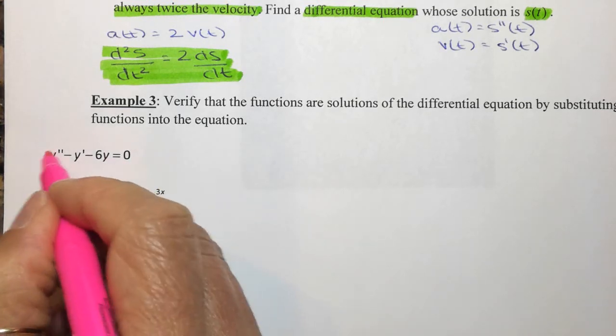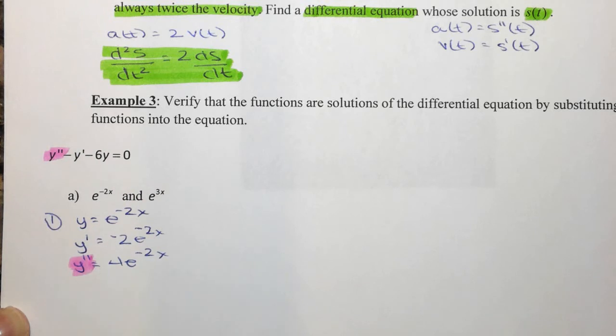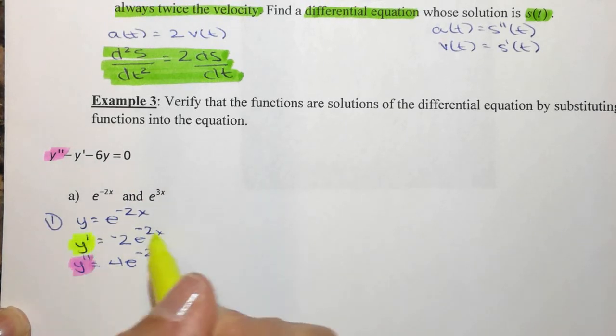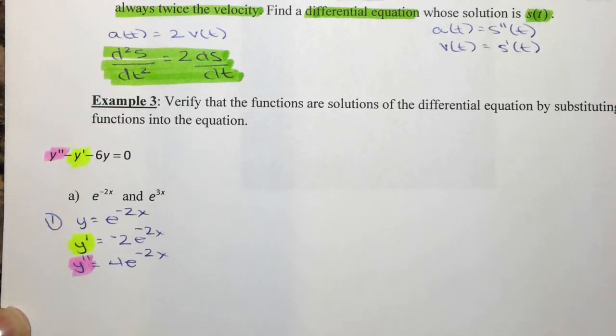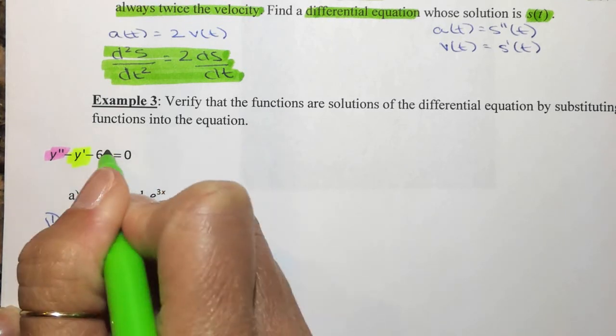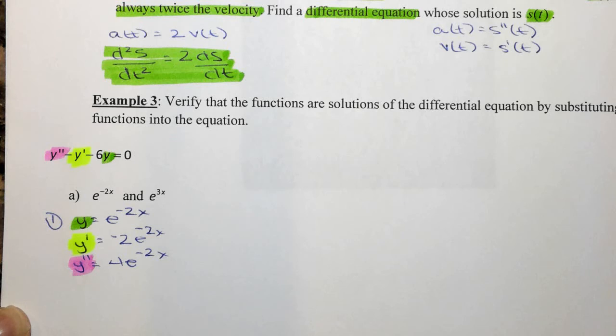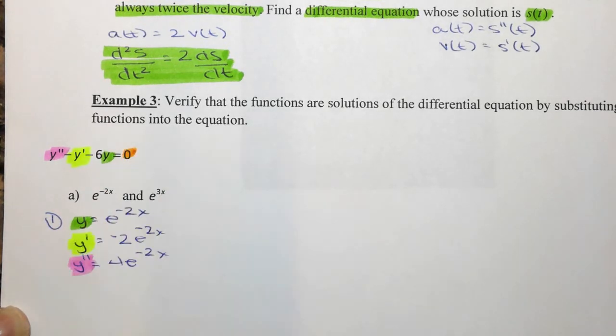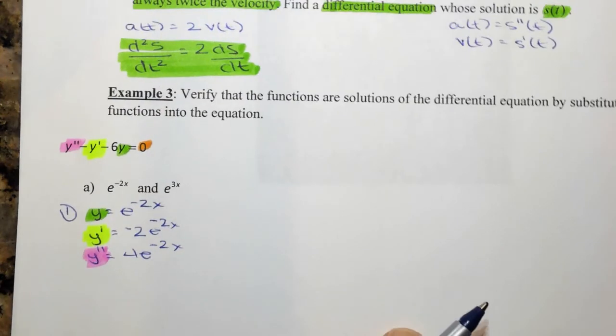So we have the second derivative here. We have the first derivative here. And we have the original, which they gave us in the beginning. And we need to make our substitution, and what we're verifying is that once we plug all this in, it will be equal to 0. So it's kind of like a proof.